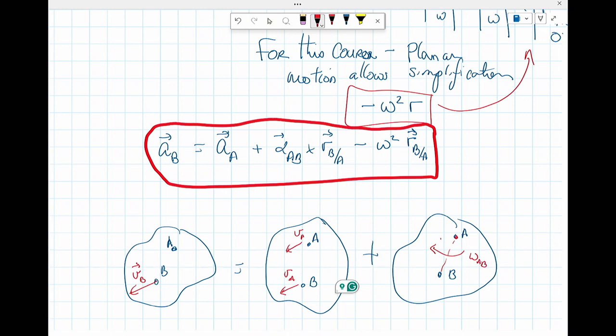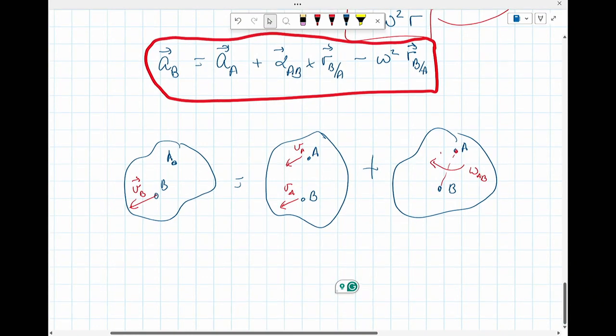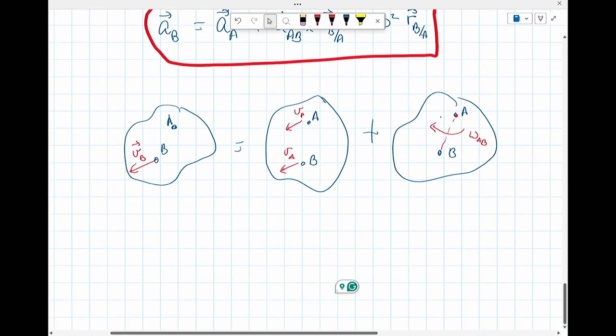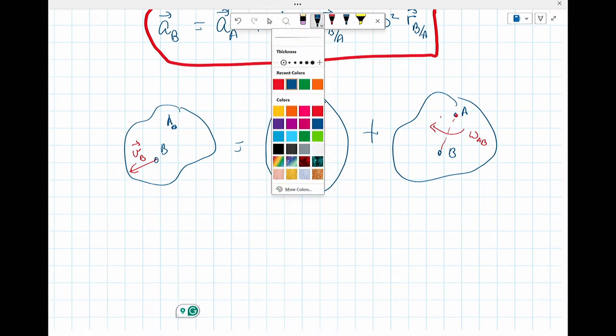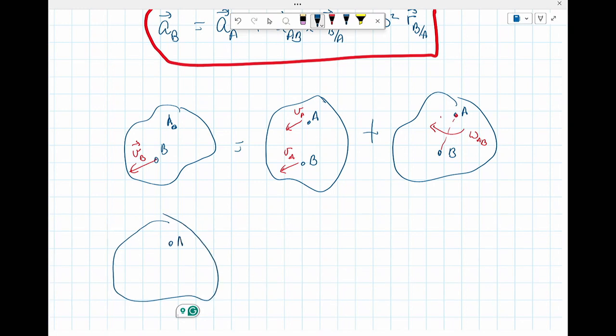Omega AB. It's going to be a combination of both the translational velocity of A, whatever that is, plus a rotational velocity to align it with what I expect to have happen. So I'm trying to calculate the omega of the body, the angular velocity of it, plus its translational velocity, and I get the velocity of B from it. Now I can do the same thing for acceleration. But accelerations, as you can imagine, become much more difficult.